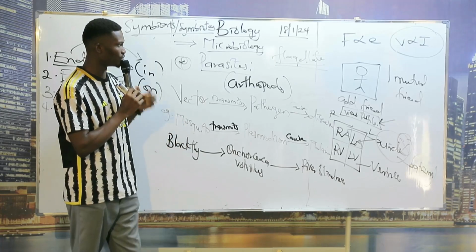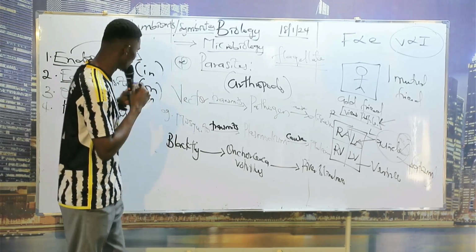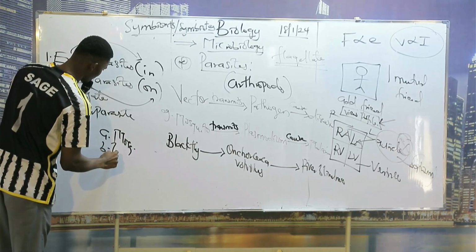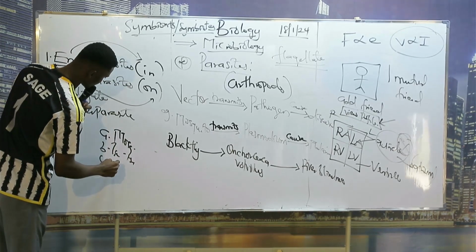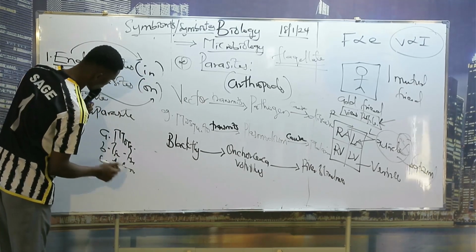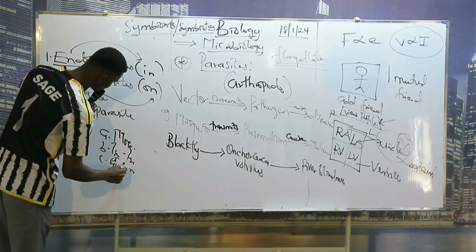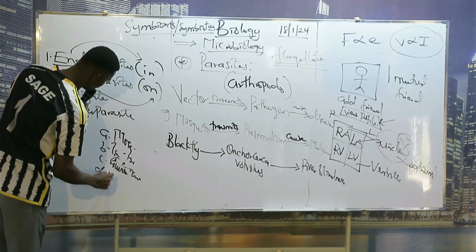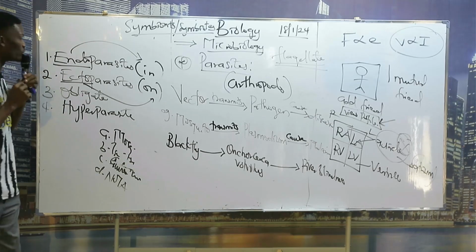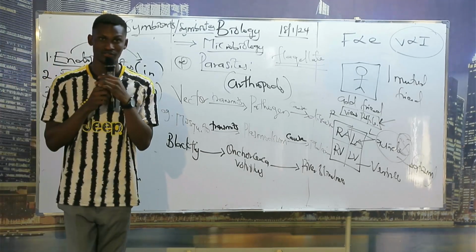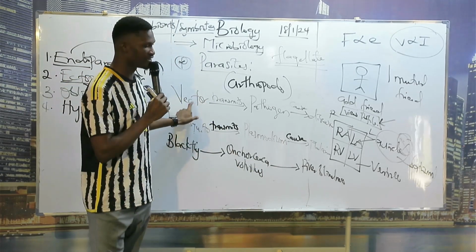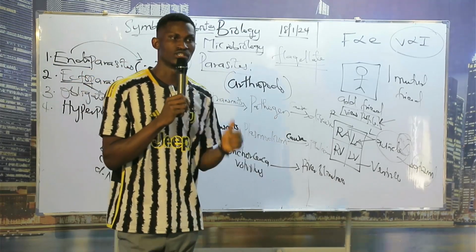Now in JAMB, they will ask you, malaria is caused by dash. Option A, mosquito. Option B, tsetse fly. Option C, Aedes mosquito. Option D, none of the above. And then you'll be like, it's not malaria. What's the answer? Mosquito. What's the answer supposed to be? Plasmodium. What is mosquito here? Vector. So this is something you need to understand.